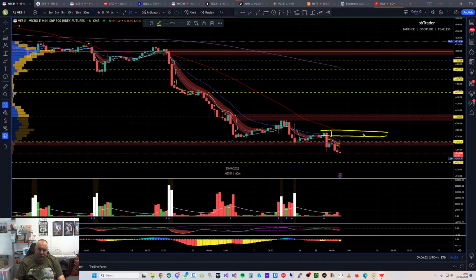And that'll be off of the 50 as well. So these are two higher probability rejections. Let's just mark that one in as well. So I've got the resistance area.